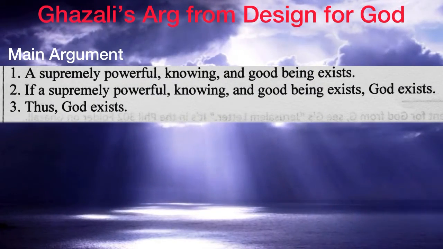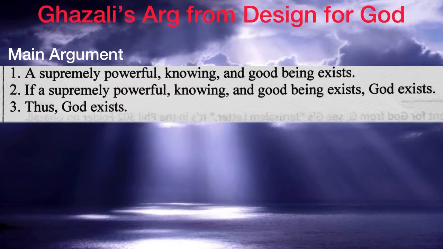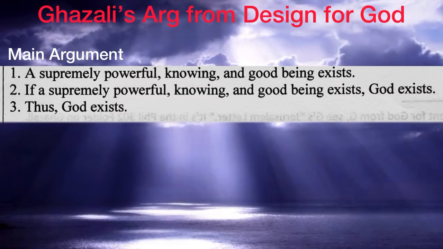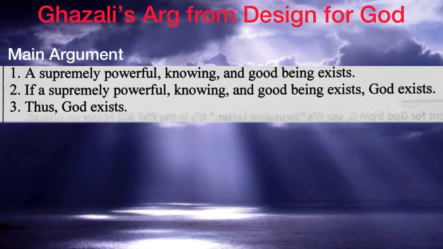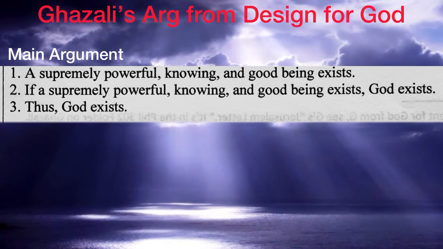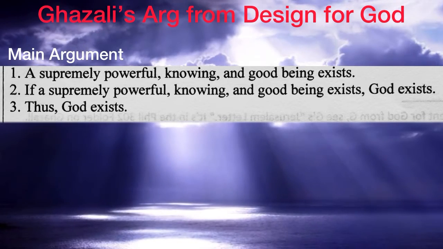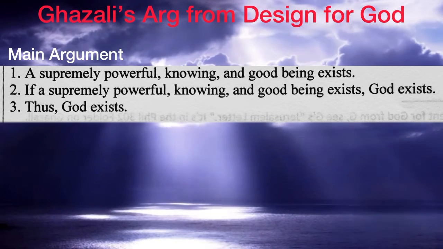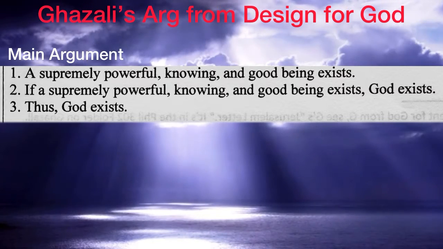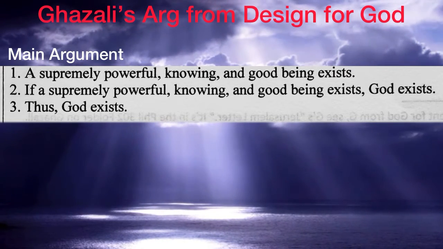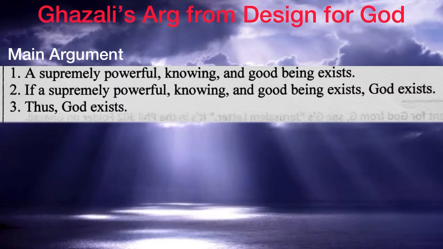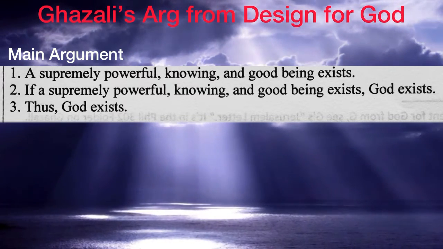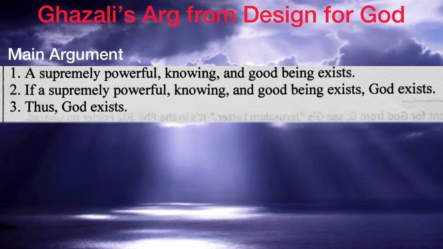Premise one: a supremely powerful, supremely knowing, and supremely good being exists. Now, a being such as that sounds an awful lot like the being that is God on the classical or traditional conception of God. At least it has many of the core features of God under that conception. Premise two: if a supremely powerful, supremely knowing, and supremely good being exists, then God exists. And the conclusion in 3, which is a derivation of 1 and 2: thus, God exists.